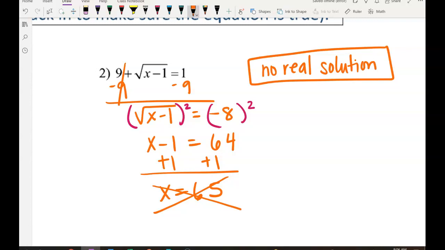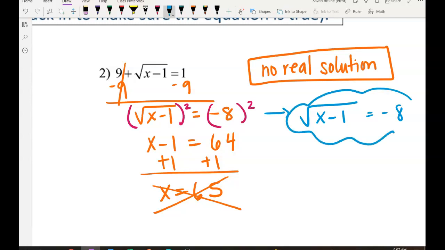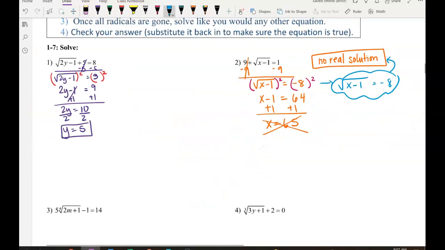So how important is checking? Important. Okay. Now, I'm also going to give you a hint. When you got down to here, students, the square root of x minus 1 equals negative 8. Just like an absolute value, can a square root equal something negative? No. So if you see this and you know it's a square root or fourth root or sixth root, that's an indication that something's funky going on. You don't have to go further. You can say, there's no real solution. There will be imaginary, just not real. Okay? All right.